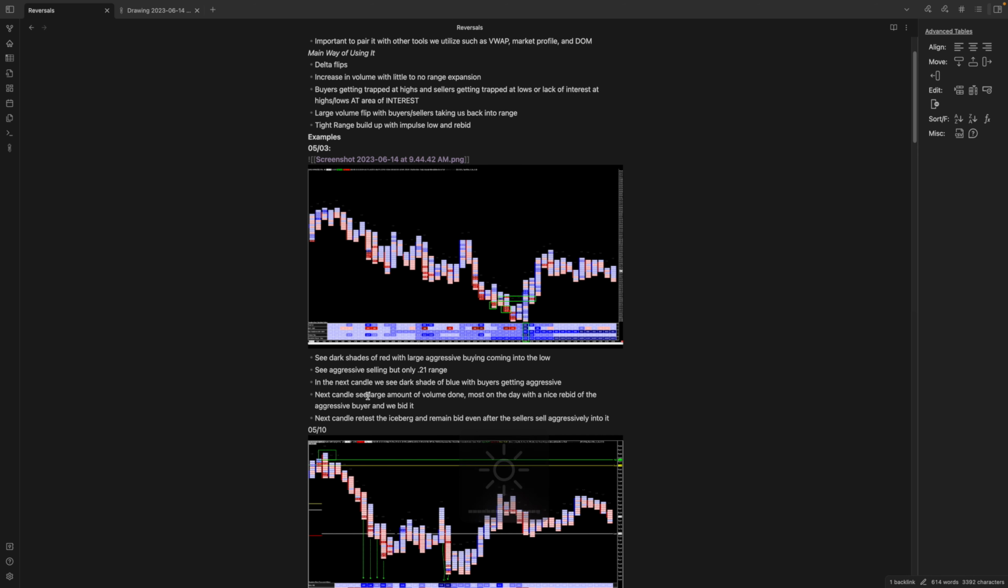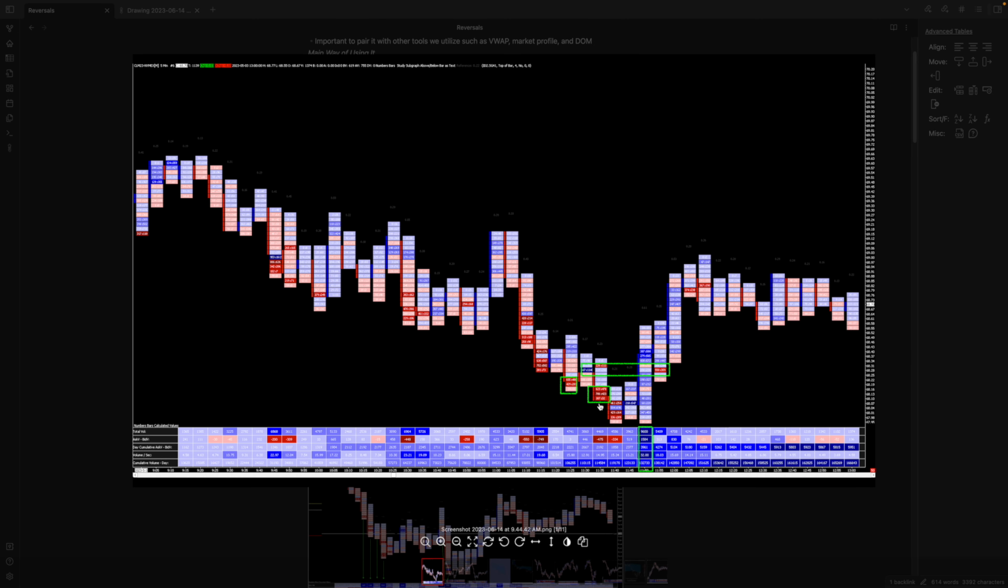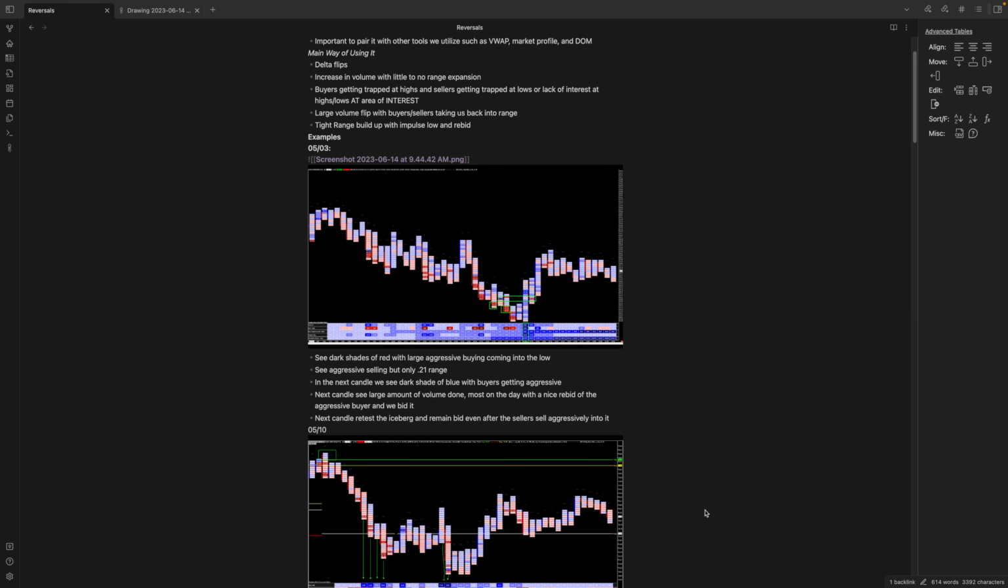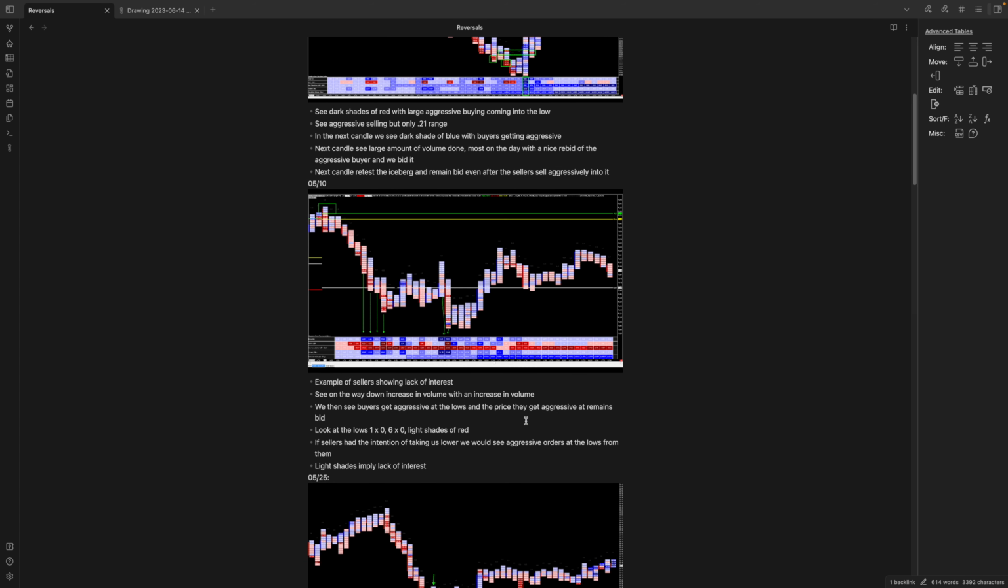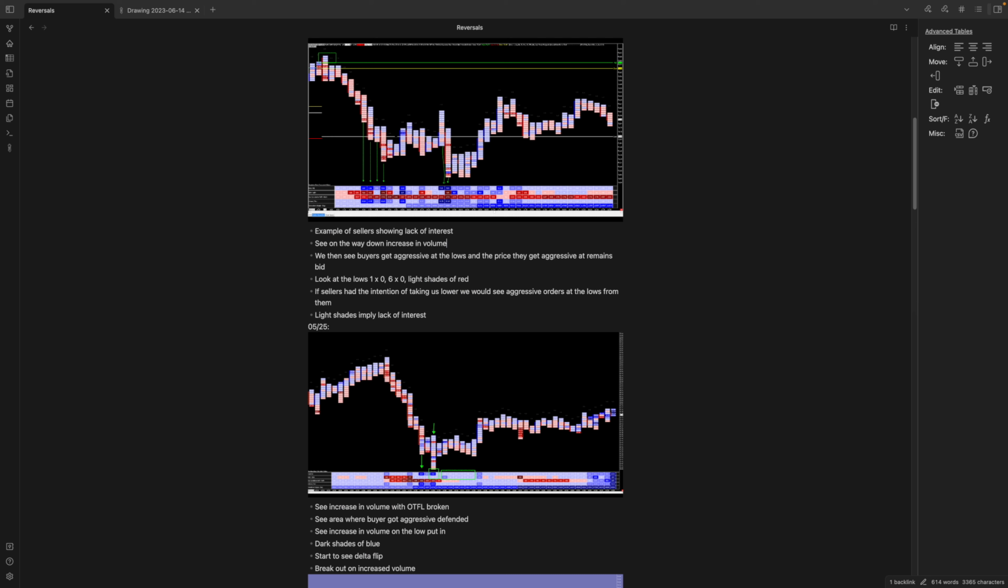So next candle, retest the iceberg and remain bid even after the sellers. You can see we retest the iceberg and we hold it as bid even though sellers are aggressively selling into it. This is an example of sellers showing lack of interest at the lows. See on the way down an increase in volume.